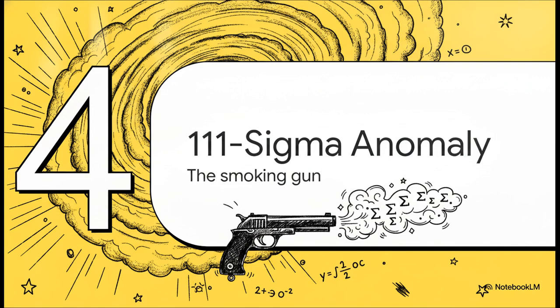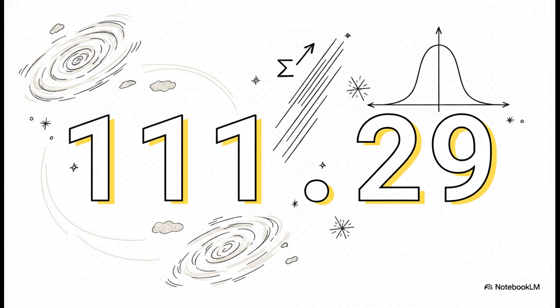Which brings us to the climax of the data, Section 4, the 111.29 sigma anomaly. Okay, in statistics, a sigma is a standard deviation. A 5 sigma result is usually the absolute gold standard in physics to announce a concrete, undeniable discovery. So a 111 sigma difference? That is, frankly, a statistical absurdity. It represents a level of certainty that is almost unfathomable.